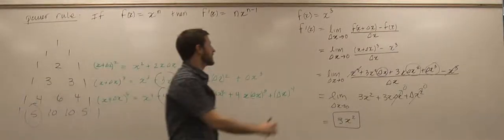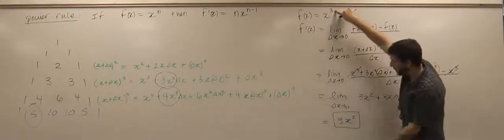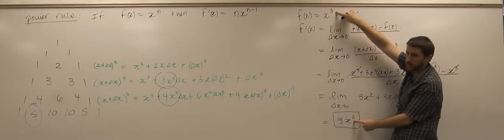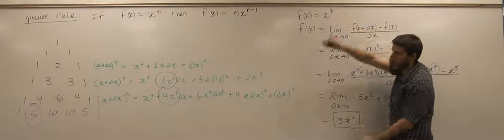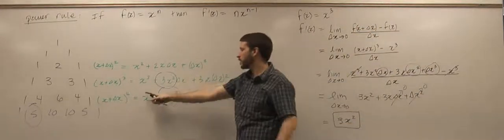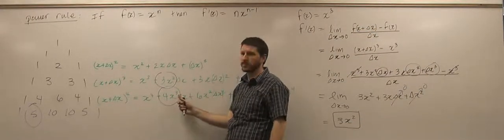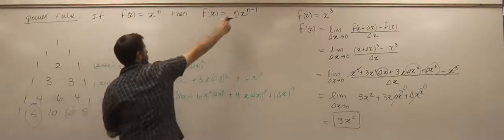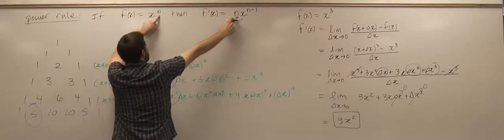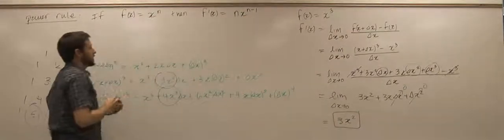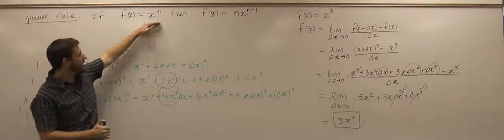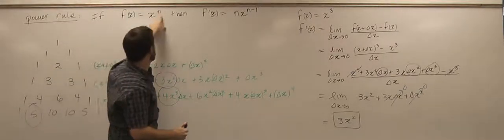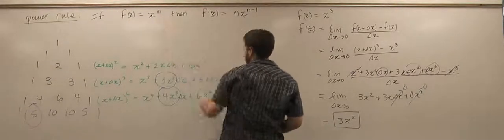Right, the derivative of x cubed, what happened is we bring the 3 out front, and then we subtract 1 from the power. The derivative of x to the 4th, we bring the 4 out front and subtract 1 from the power. So bring the exponent out front, and then subtract 1 from the power. That's how you do the derivative if you have x to some non-variable exponent.